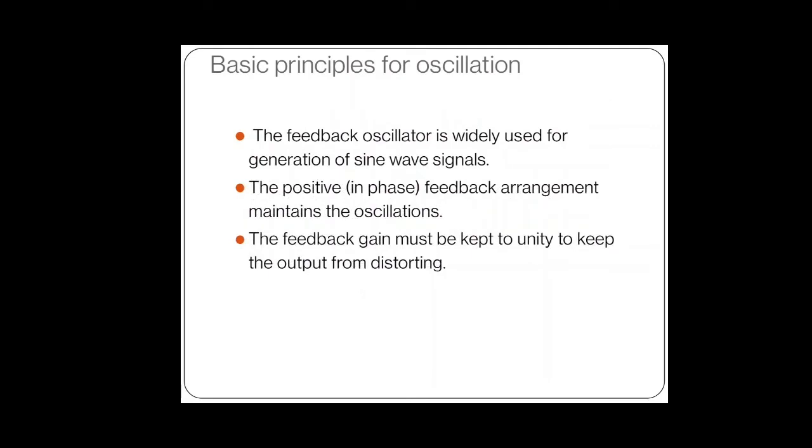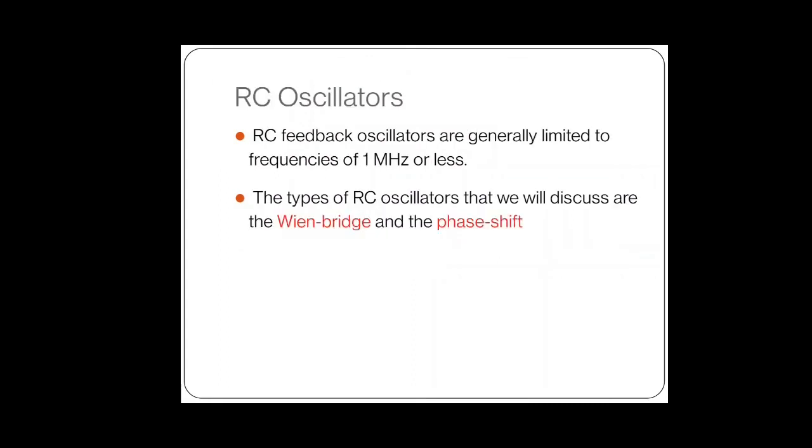Basic principles for oscillation: the feedback oscillator is widely used for generation of sine wave signals. The positive feedback arrangement maintains the oscillations. The feedback gain must be kept to unity to keep the output from distorting.